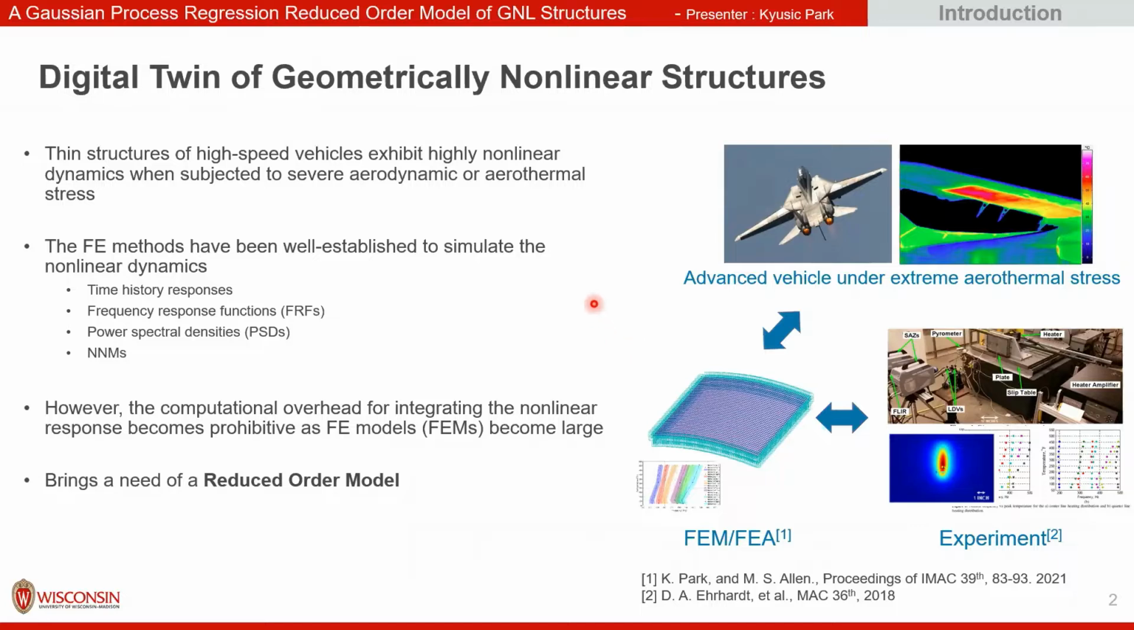So our study focuses on geometric nonlinearity, which can be typically found in the thin structures of advanced vehicles when they are subjected to severe aerodynamic or aerothermal stresses. The finite element models function as digital twin of geometrically nonlinear structures to simulate various types of nonlinear responses. But the FE methods often require a tremendous computational overhead for integrating the nonlinear responses, so it brings a need of using reduced order models.